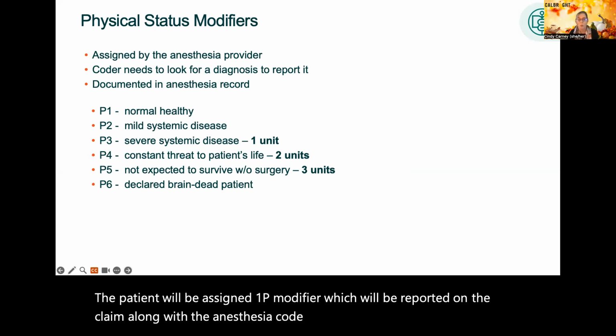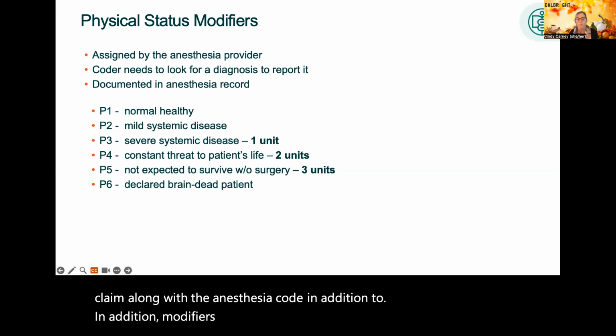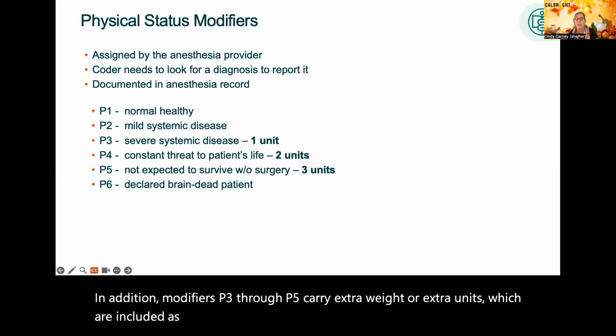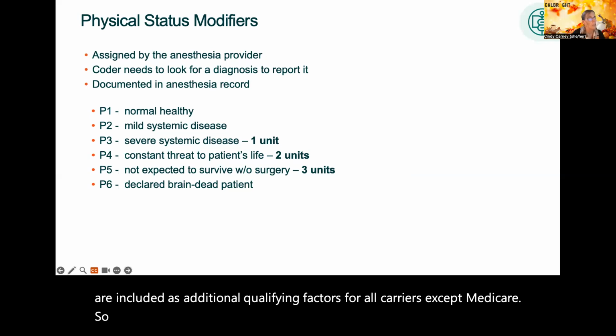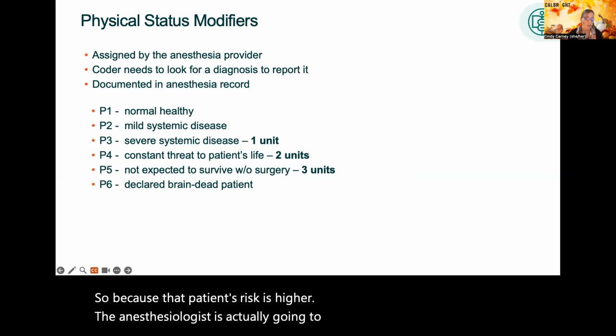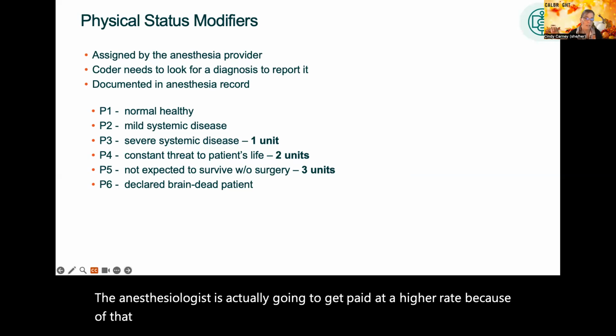In addition, modifiers P3 through P5 carry extra weight or extra units, which are included as additional qualifying factors for all carriers except Medicare. So because that patient's risk is higher, the anesthesiologist is actually going to get paid at a higher rate because of that increased complexity or risk to the patient because of their health status.